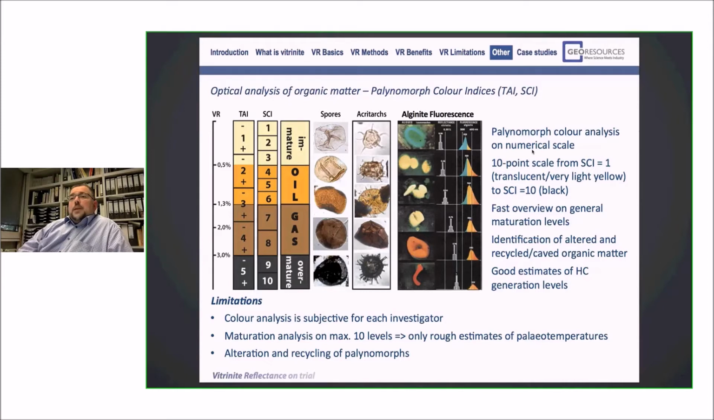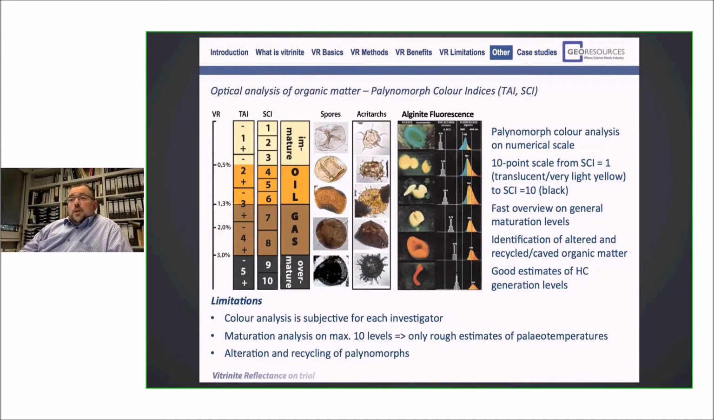It's a numerical scale with a maximum 10-point scale for the spore color index from translucent to black. It gives a fast overview on general maturation levels. It also is good to identify altered and recycled organic matter, because in the slides we look on these palynomorphs, we see the color distributions and can very rapidly understand if there is recycling in this assemblage or not. And we get a good estimate of hydrocarbon generation levels, a good first estimate.